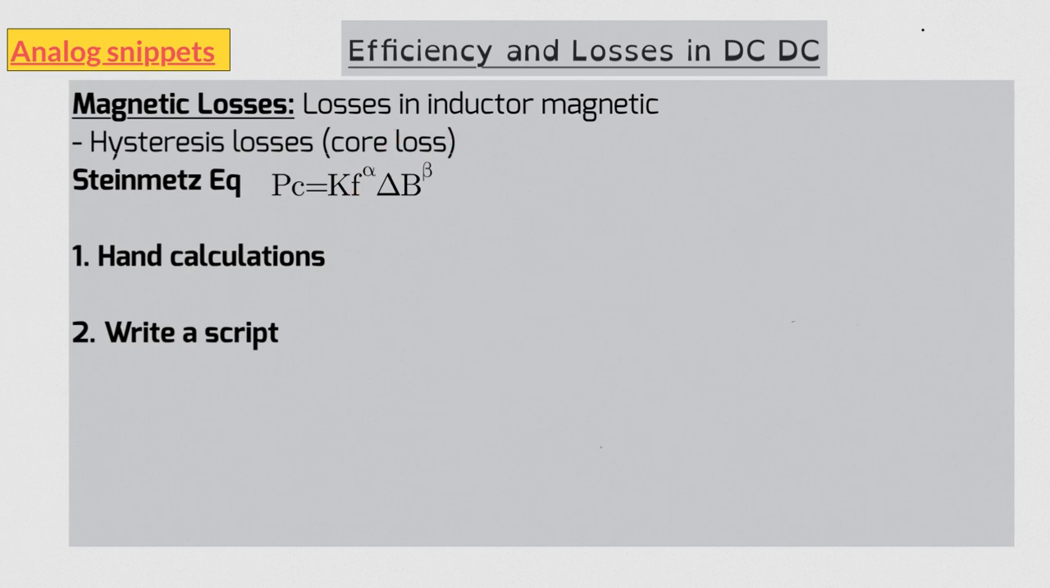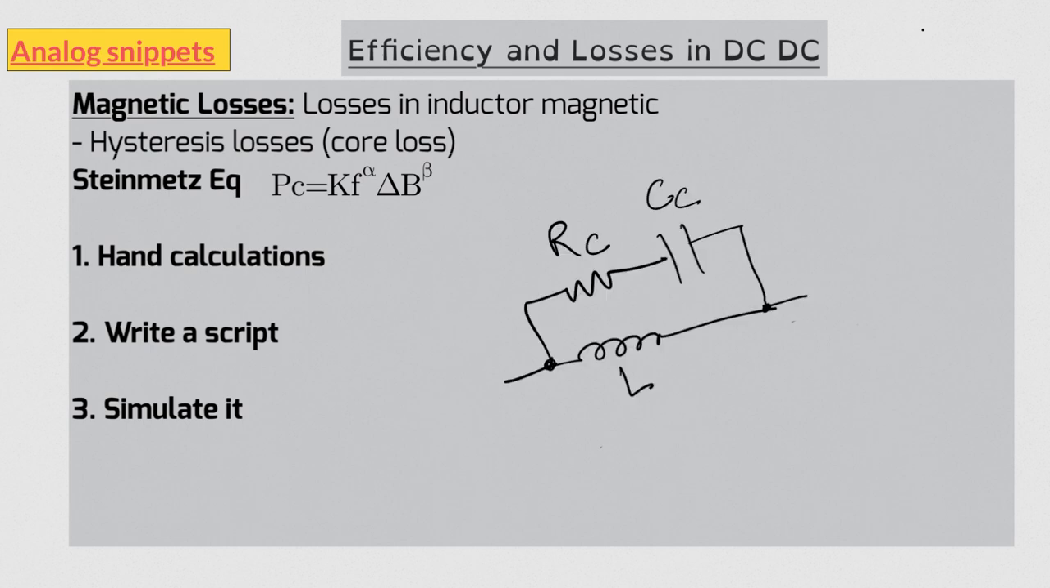Now the third way is even more simple. Just simulate it. Some vendors provide inductor models that can mimic core losses. For example, consider this model. In DC conditions, current only flows through the inductor because this capacitor is open and blocks the current path. But the AC current flows through this path as well. And since there is a resistance in this path, it's a lossy path. The actual models are much more complicated, but this explains the concept.